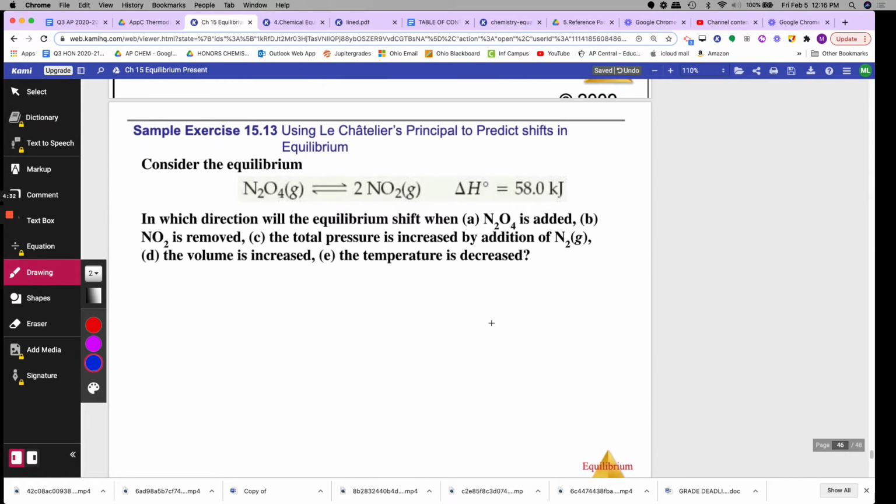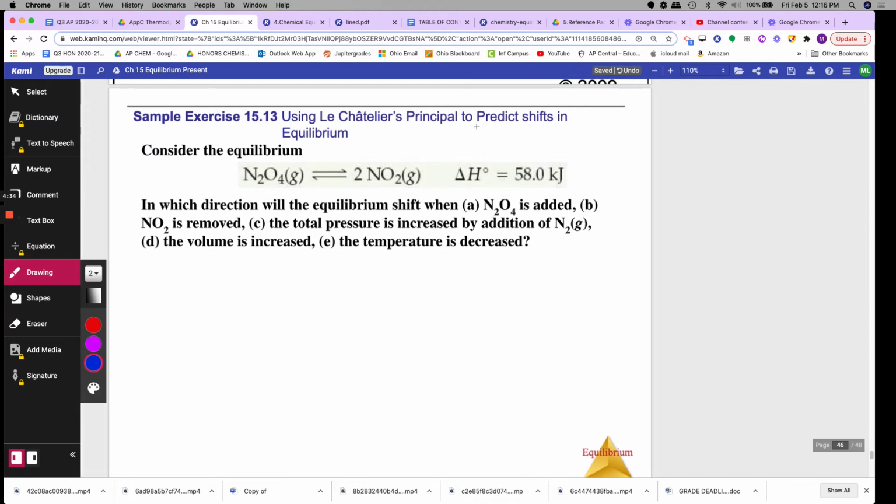Okay, let's try this problem. Using Le Chatelier's principle to predict shifts in equilibrium. Consider the equilibrium N2O4 goes to 2NO2. In which direction will the equilibrium shift when A, you add N2O4? Go ahead and pause the video and do the entire thing and see if we get the same thing.